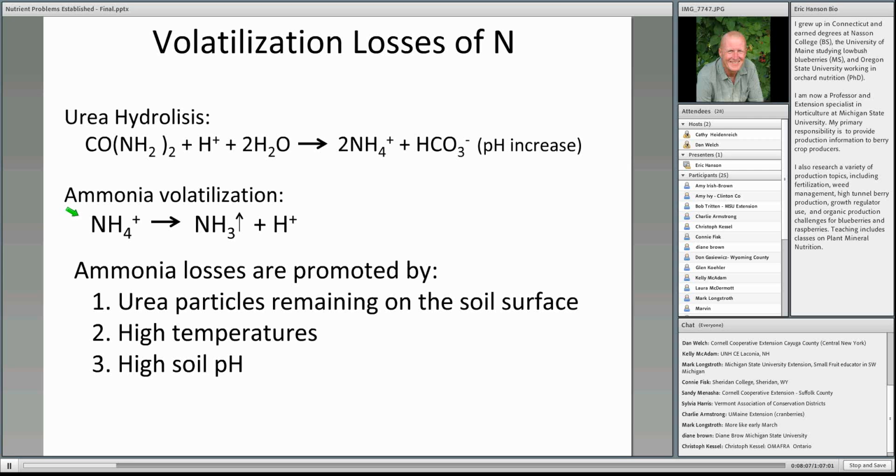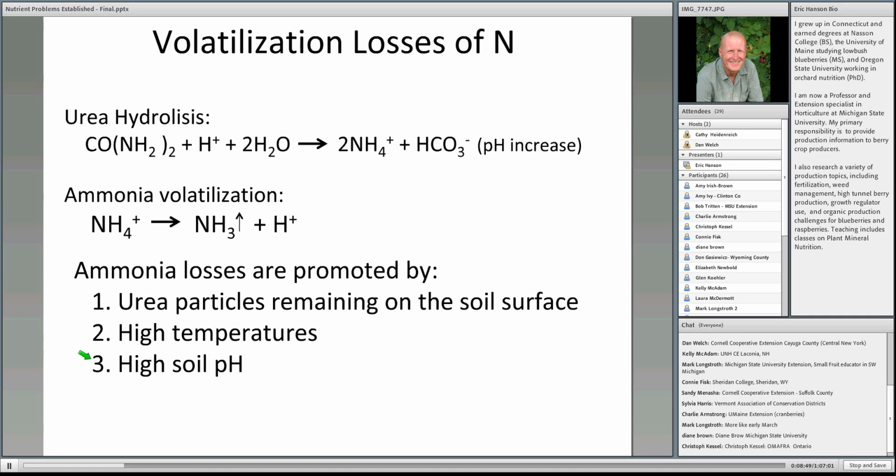So what increases the potential for volatilization losses of ammonia gas? Well, first off, if the urea particle remains on the soil surface, so if you don't irrigate it in or you don't receive rain for several days, then that increases potential for losses. If the temperatures are very high, so if they're above 80 degrees, then that increases the potential for losing more of the nitrogen in urea. And then, as I mentioned, if the soil pH is high, this also increases potential for losses.